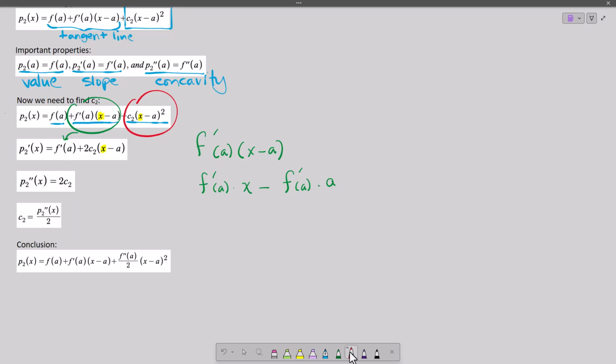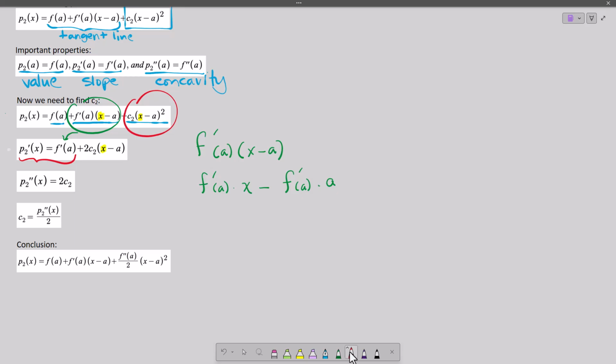Now let's test. Does slope match? Right? P prime is the slope of this approximation. All right, there's the slope. If we plug in the point of tangency, if we plug in x equals A, this term disappears when we plug in x equals A. So those will be equal. The first derivative of P2 and the first derivative of the function match. So now we've shown that we've got value matching. Now we've shown that we have slope matching.